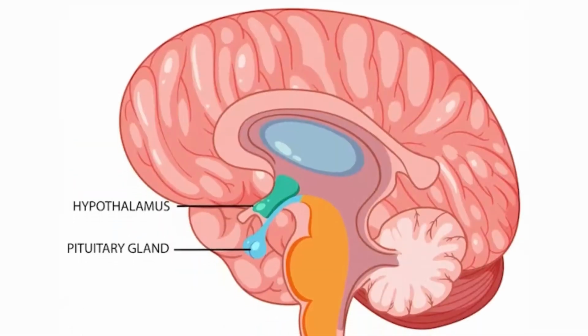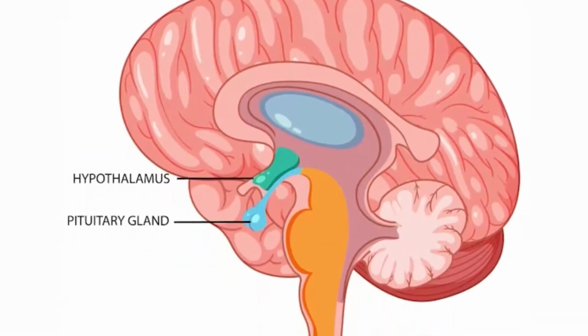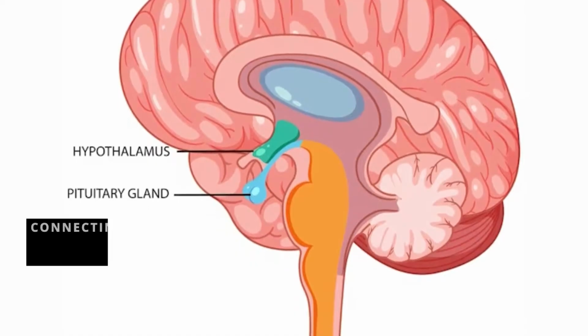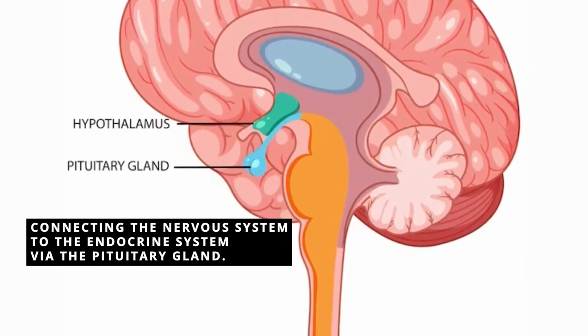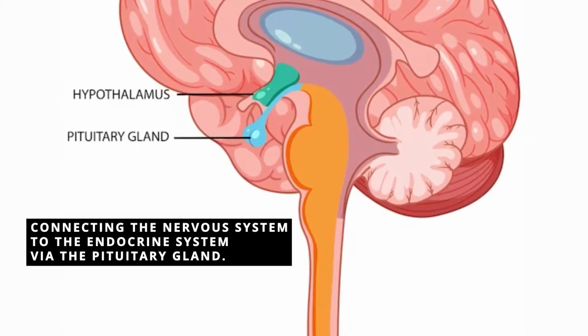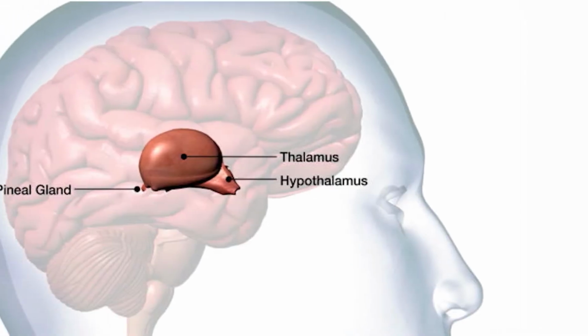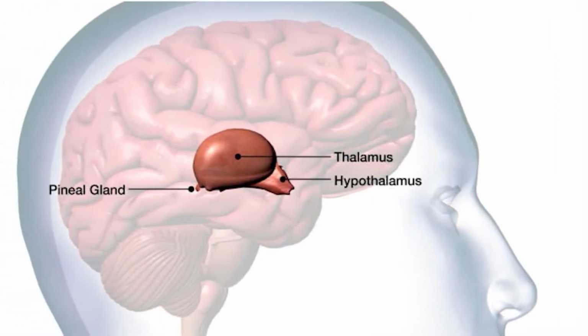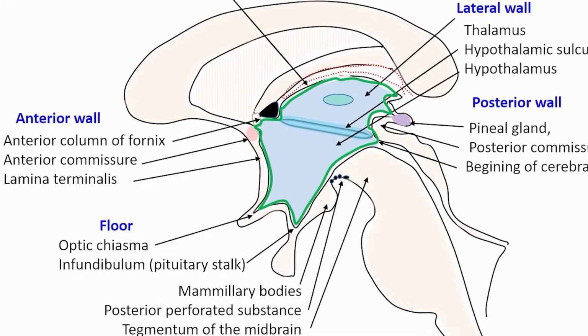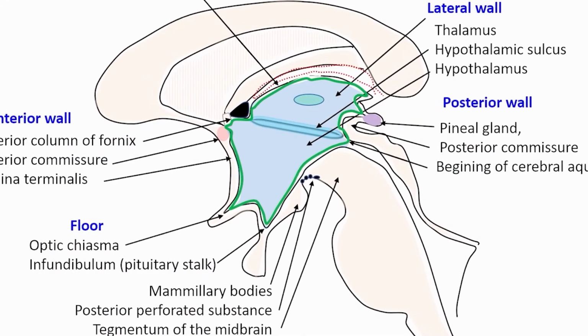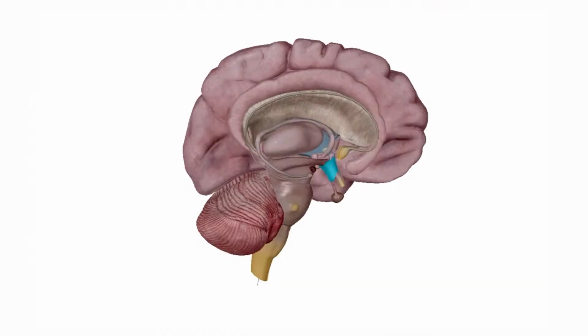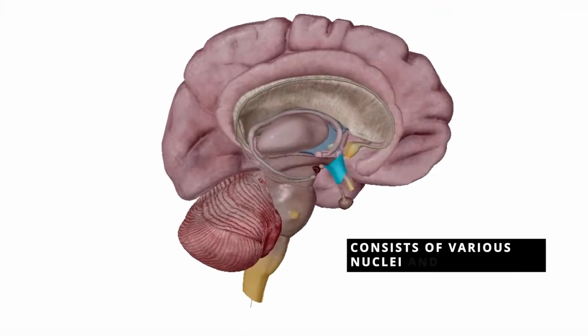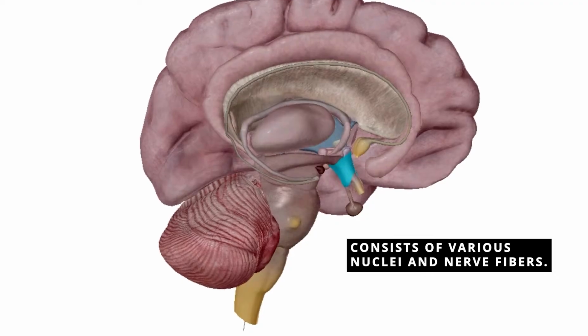The hypothalamus is a small but crucial region of the brain that plays an integral role in connecting the nervous system to the endocrine system via the pituitary gland. The hypothalamus is located below the thalamus, approximately above the pituitary gland, and forms the lower walls and floor of the third ventricle in the brain. It's about the size of an almond and consists of various nuclei and nerve fibers.